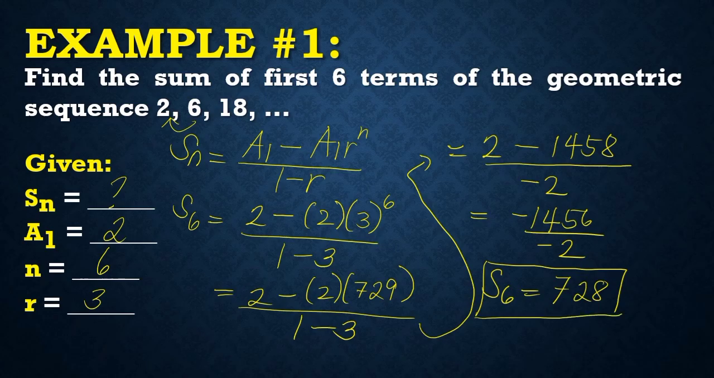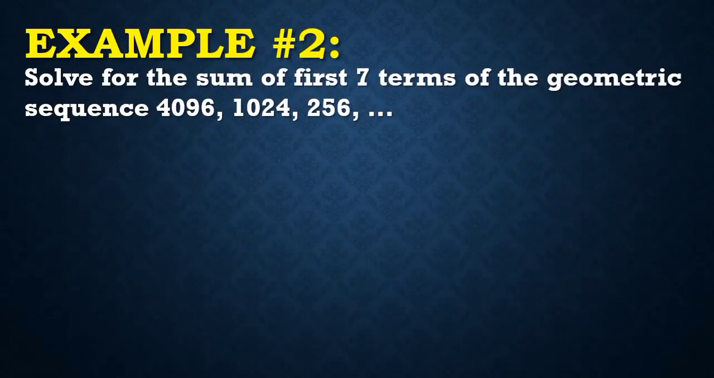So, para i-check, pwede nating ilista yung mga tatlong terms pagkatapos ng 18. Mag-multiply lang tayo ng 3 sa 18, that is 54, another 3, 162, and then 486. Kapag in-add po natin ng 2, 6, 18, 54, 162, tsaka 486, ang makukuha po nating sum dyan ay 728.